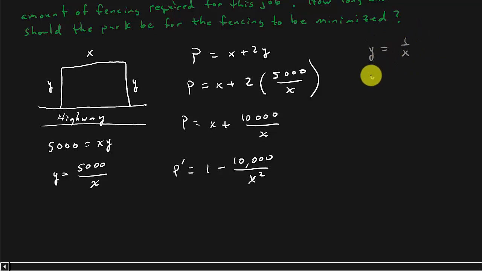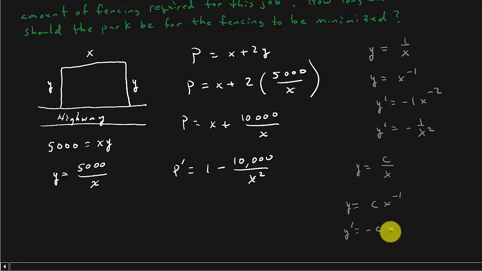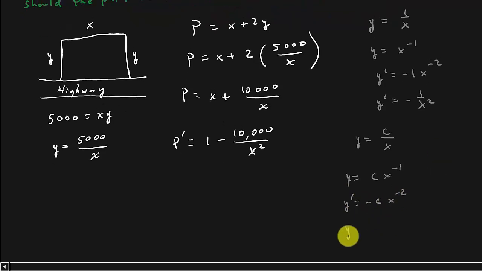So remember, you can write this as Y equals X to the negative 1. So Y prime is negative 1 times X to the negative 2. Y prime is negative 1 over X squared. And it's the same thing as if you have some number, say some number C. C just represents any number. Then we have Y equals CX to the negative 1. And so Y prime is negative CX to the negative 2. And so Y prime is equal to negative C over X squared. And that's where this comes from.